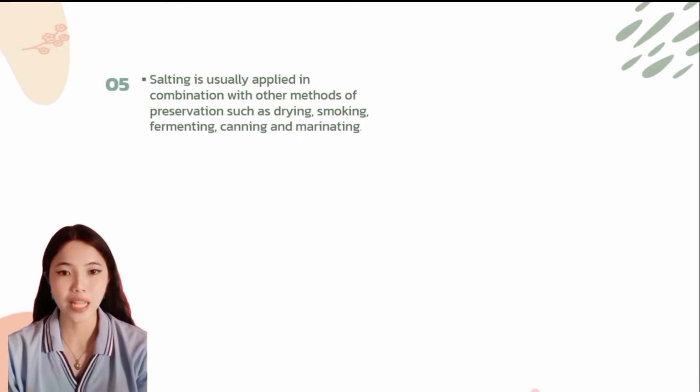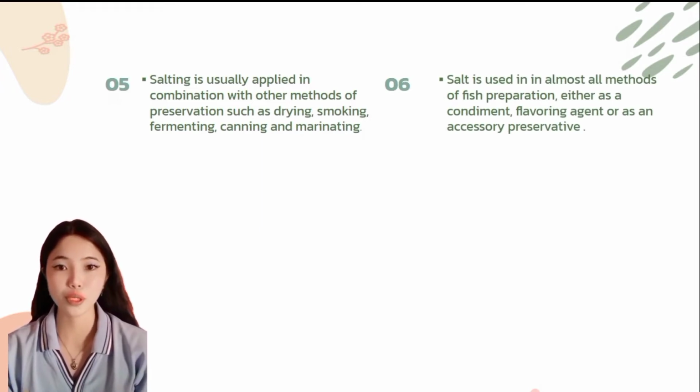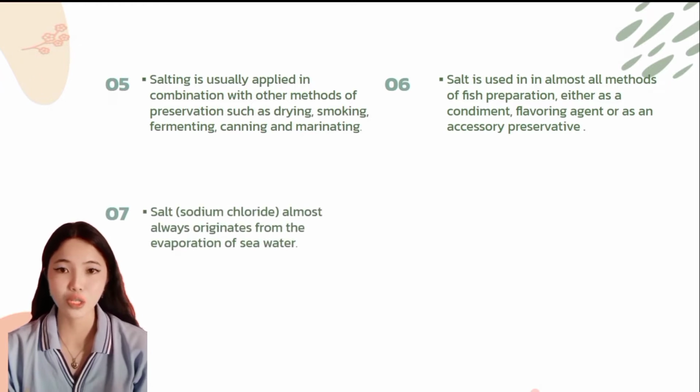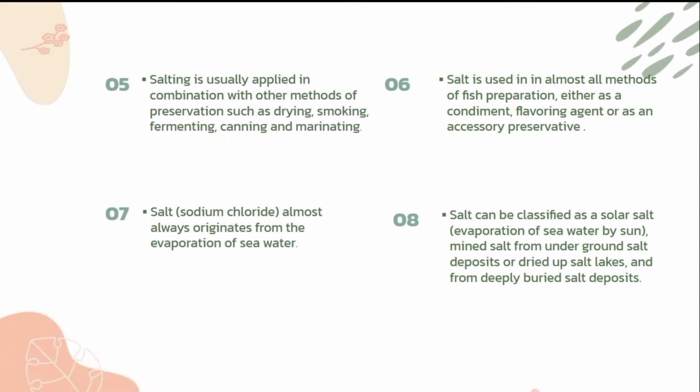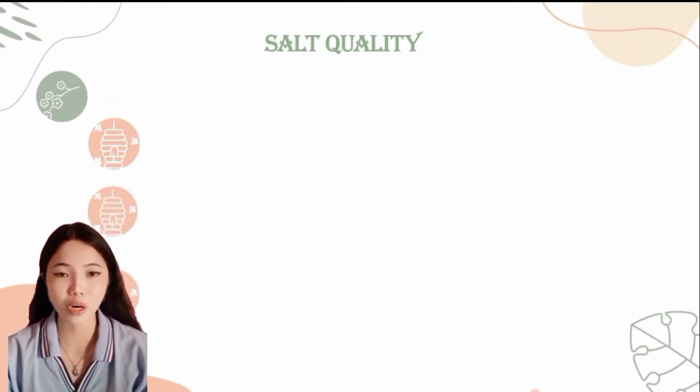Salting is usually applied in combination with other methods of preservation such as drying, smoking, fermenting, canning, and marinating. Salt is used in almost all methods of fish preparation, either as a condiment, a flavoring agent, or an accessory preservative. Salt, or sodium chloride, almost always originates from the evaporation of seawater. Salt can be classified as solar salt, from evaporation of seawater by sun, or mined salt from underground salt deposits, dried up salt lakes, and deeply buried salt deposits.